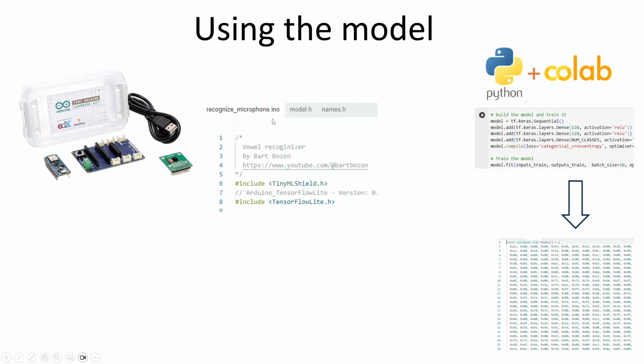And now we're going to go back to our tiny machine learning kit again, and we're going to run this program again. I will put in the comments where you can find all these files. In the same directory, you also paste the model.h header file and the names.h header file. And if you compile this program and put it on your machine learning kit, please be aware, this takes a long time, can be 2, 3, 4 minutes.